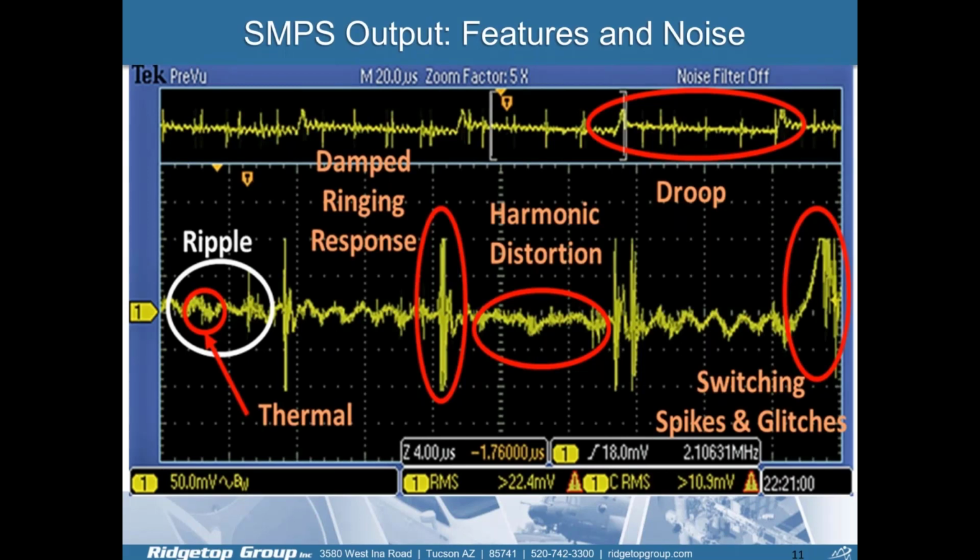Ideally, a DC power supply will produce a DC voltage without any noise whatsoever, no droop, no ringing responses, no ripple voltage, no harmonic distortion, no switches, spikes, and glitches. Just flat. But that's not the real world. The real world is you have droop, you have ringing responses, you have all of that noise in your output. The goal of the designer of the power supply, within the cost of his budget, is to design a power supply that produces an acceptable level of noise.